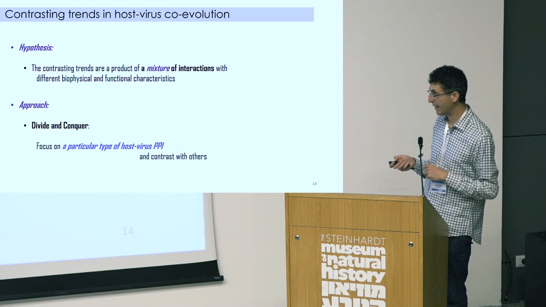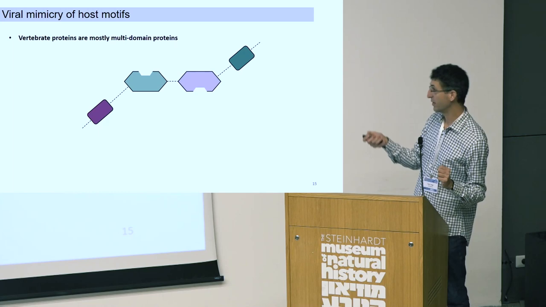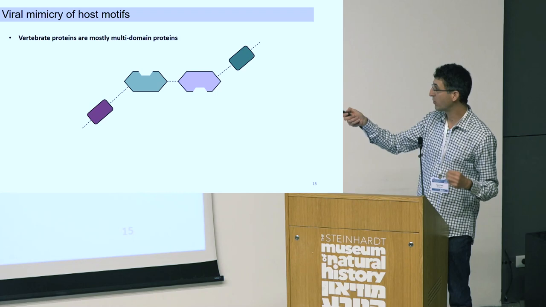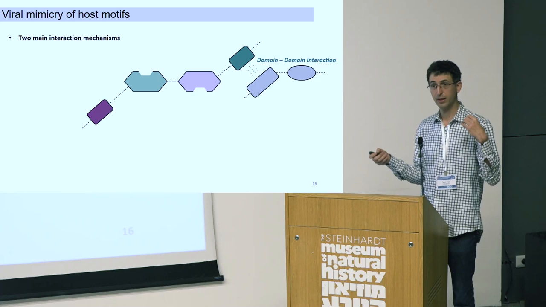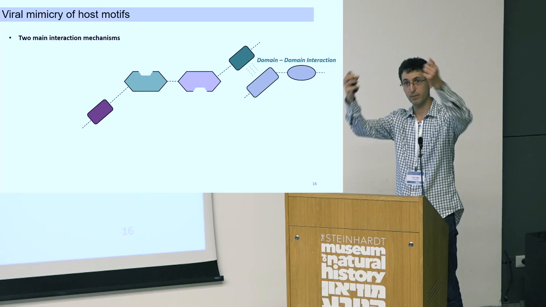Okay, so our proteins look like that. We have many different domains. Our proteins are usually multi-domain, and these proteins interact with other proteins through all sorts of different domain modules. There are two main approaches, or methods, by which they can interact with each other: either through domain-domain interaction, so one chunk of domain goes with another chunk of domain and then they form a complex.